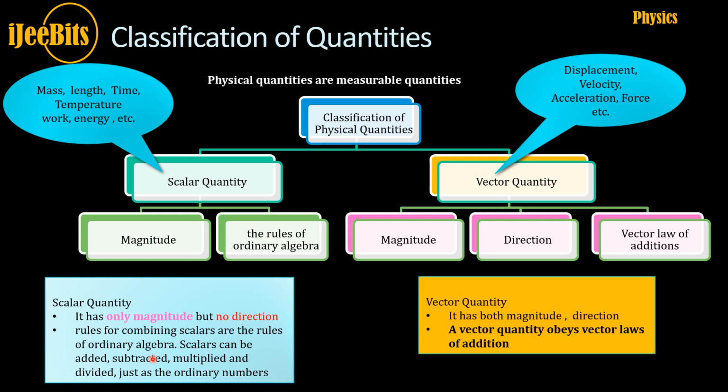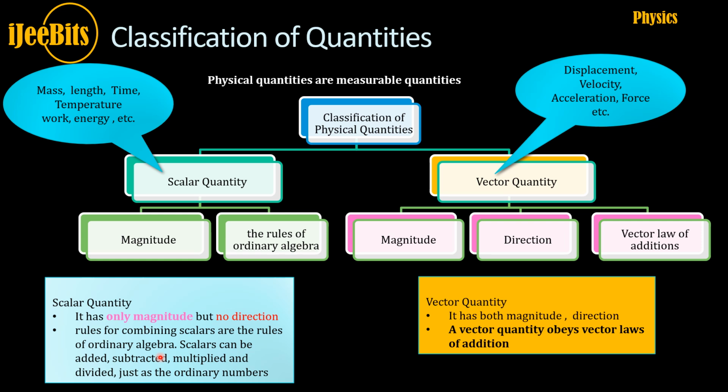So these are the ordinary algebra. All these scalar quantities, you can use the ordinary algebra. That is a small tip for us. Whereas in vector quantities, you should not use the ordinary algebra. You should use the vector additions. Vector laws of addition is what we have to use. We will see a few concepts of how vector addition and subtraction can be done.